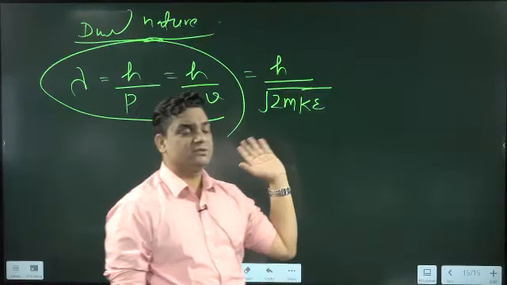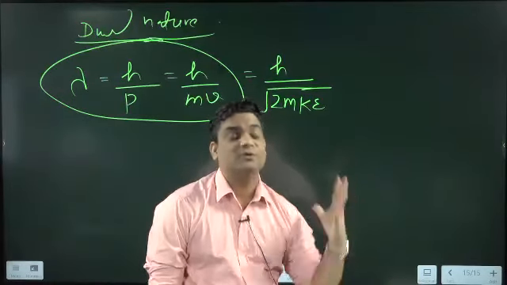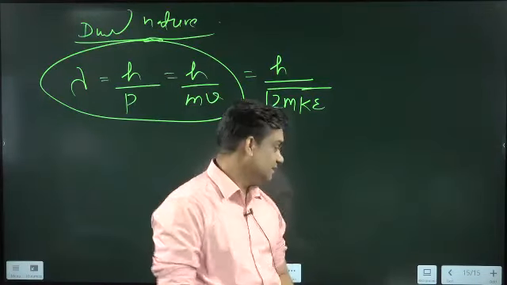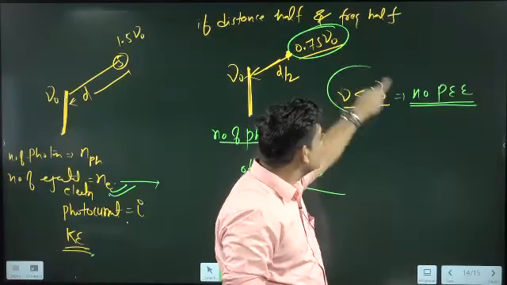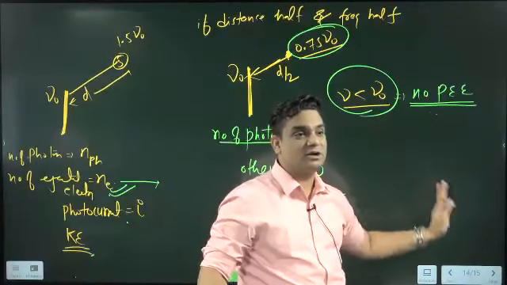Why current is zero? Because there was no ejection. That's why current was zero. Why there was no ejection? Because in the previous question frequency became less than the threshold. That's why no PE. First, you have to decide whether PE will be there or will not be there.